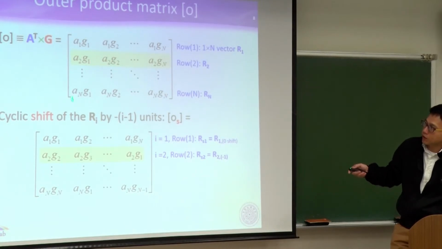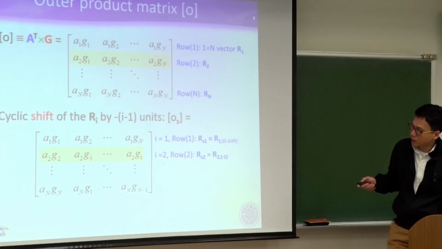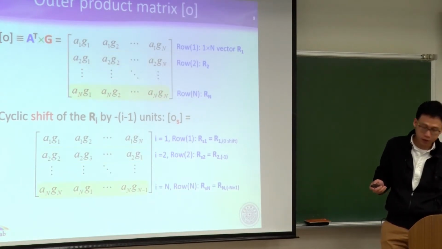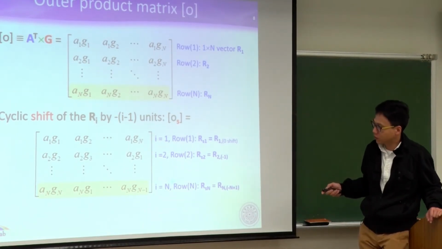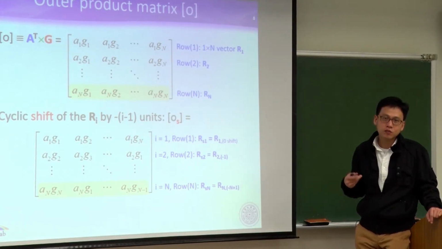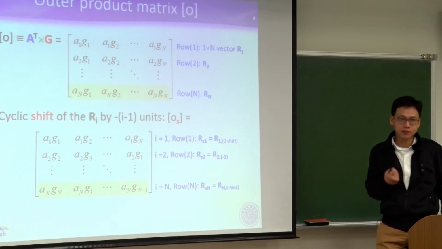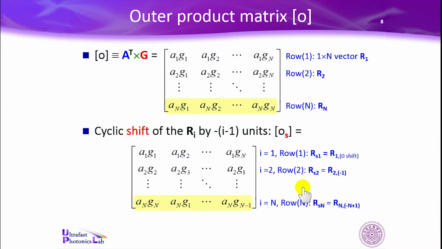A2G2 move to the left, so you have A2G2 here, and so on. So this is the second row, and you can perform the cyclic shift row by row. Eventually you get this. This is a new matrix, O sub S, the shifted version of the outer product matrix. After that, you have to check the column vectors. So after performing the manipulation row by row, observe the matrix column by column.